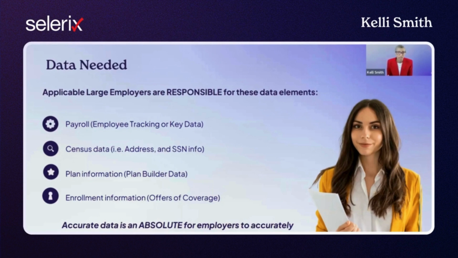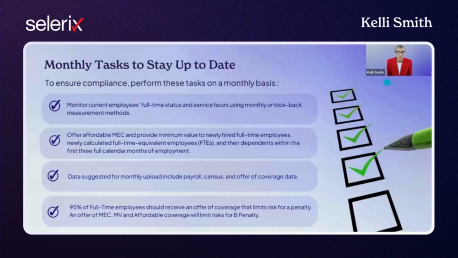Your plan information, if you're using our enrollment system, you're probably used to hearing that. It's called the plan builder data. So you'll want to have that as well. And then enrollment information. So the offers of coverage that you make to those individuals, as well as those individuals who actively enroll and any covered dependents if necessary. Okay? So it's really important that this is accurate.